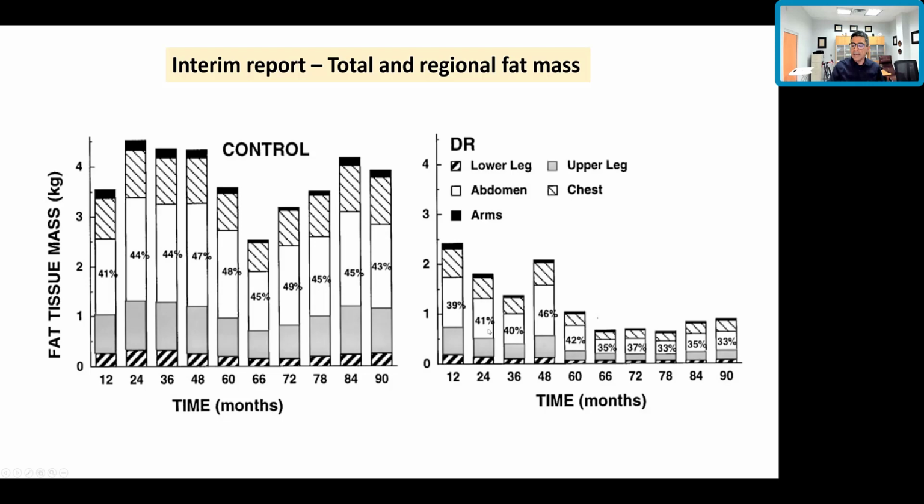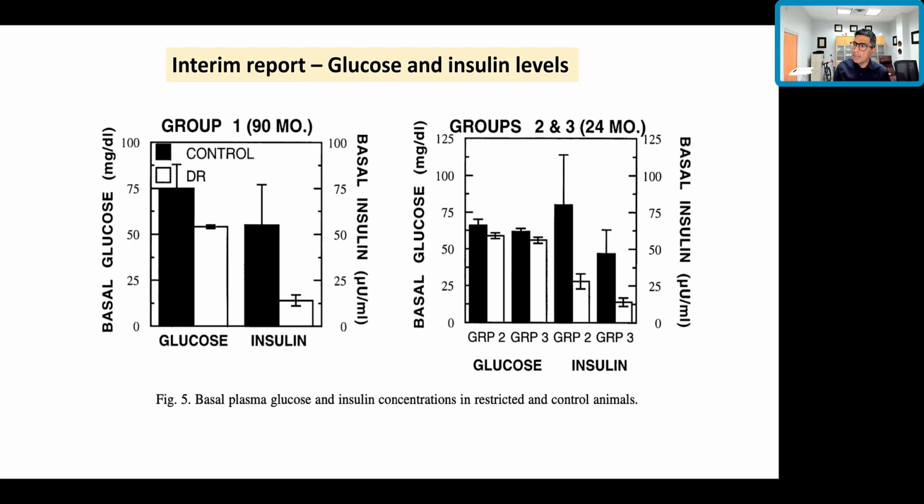Now, one of the surrogate markers of better health is blood sugar levels and insulin levels. If you looked at blood sugar levels, the blood sugar levels were lower in the animals that were calorie restricted. Insulin level was significantly lower. This is the first group. These were the second two groups that were enrolled, blood sugar levels being low in the calorie restricted group compared to the control groups, insulin levels being low.